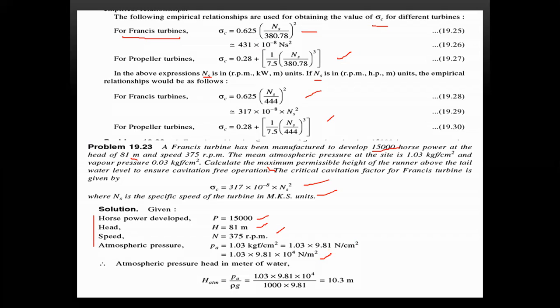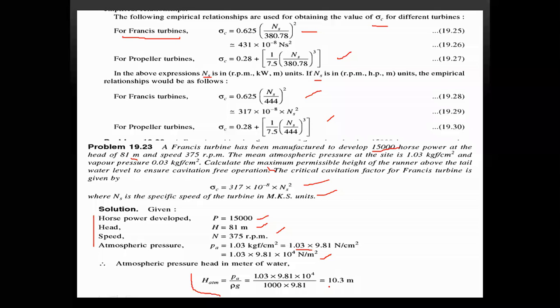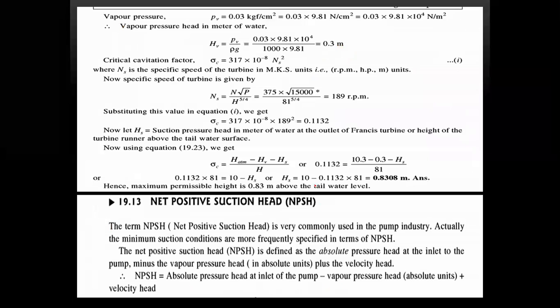The atmospheric head in meters for water, H atmosphere, is equal to PA by rho G. What is the PA? PA is equal to this one. Atmospheric pressure divided by 1000 into 9.81 is equal to 10.3. Now the vapor pressure PV is equal to 0.03. Convert it into Newton per square meter. This is the value. Now the vapor pressure head of the water, HV, is equal to PV by rho G. So after substituting, we will get the answer.